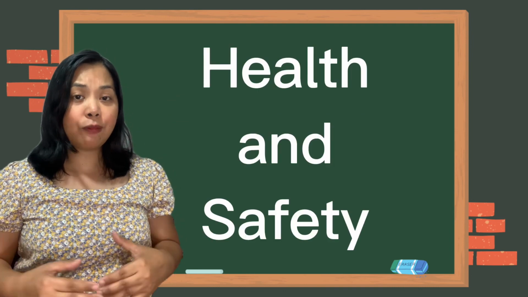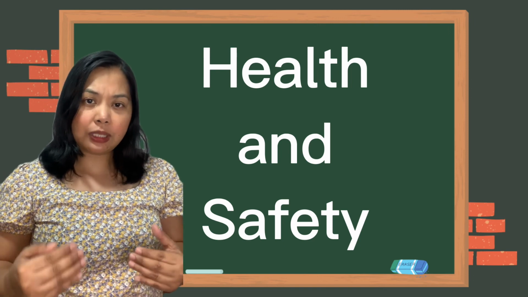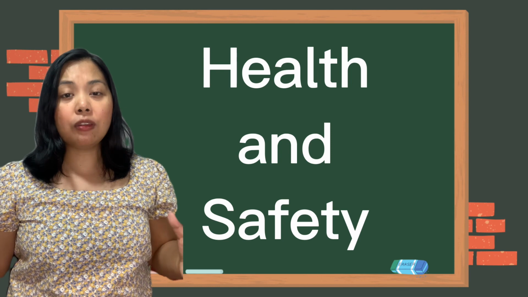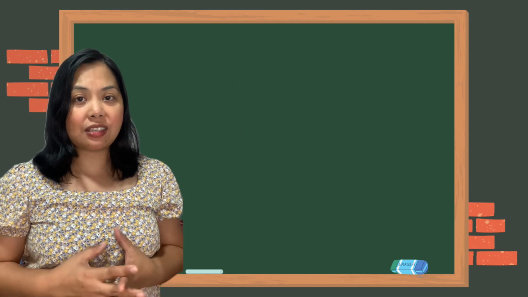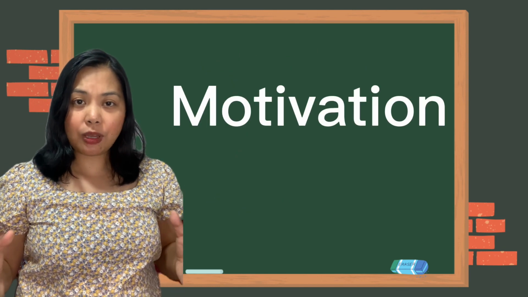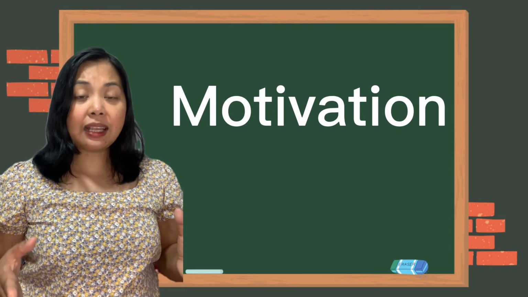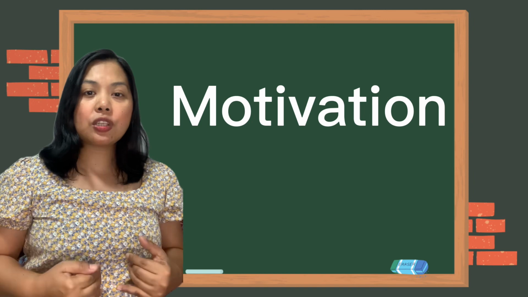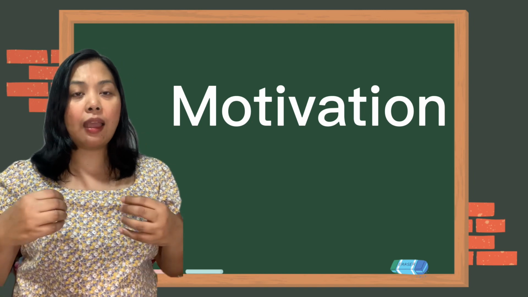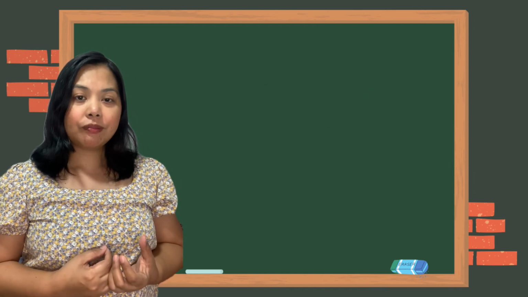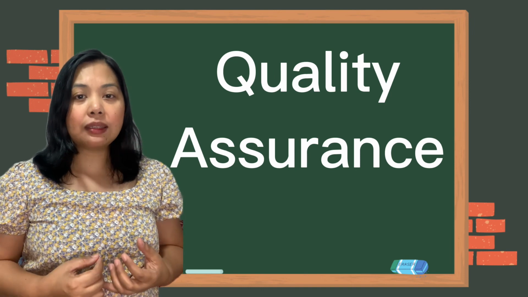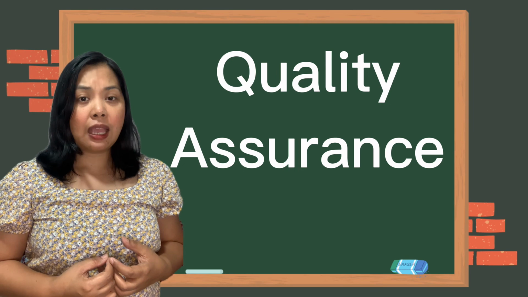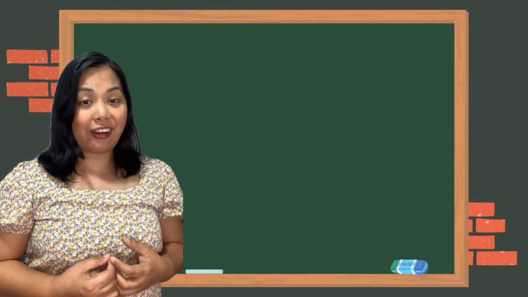Next is health and safety. This is something that we need to consider throughout the full assessment process, carrying out risk assessments as necessary. Then we have motivation. The assessment activity must be encouraging and supporting our learners to reach their maximum potential at an appropriate level. Then we have quality assurance. Our assessment activities and decisions must meet the required standards.